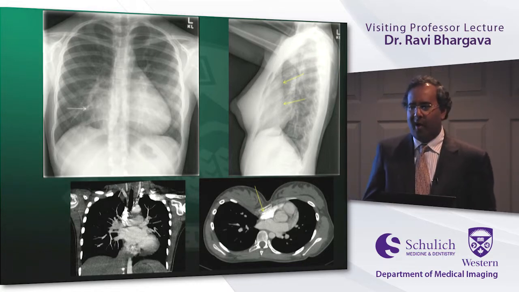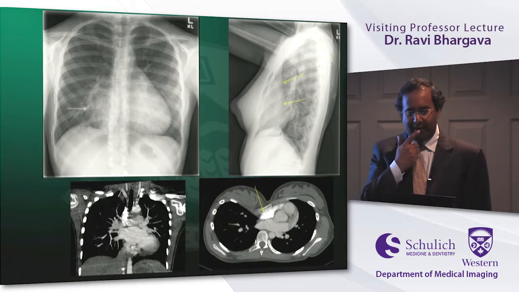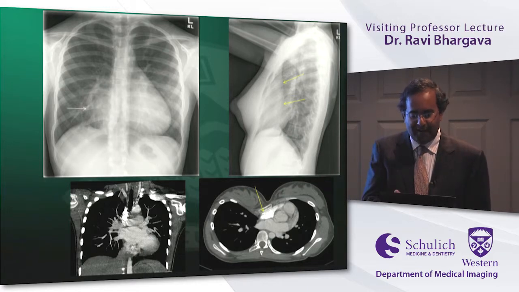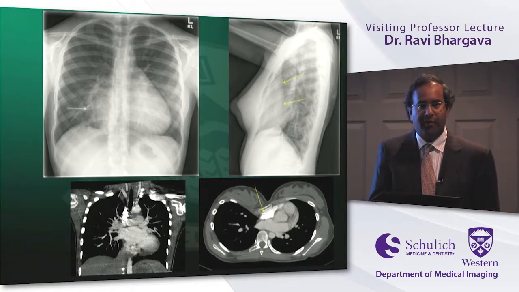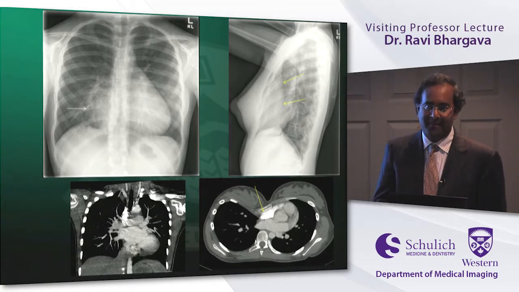You might wonder why we got a CT, and the reason we got a CT was because this patient had actually been seen in the periphery. They thought the right heart border was gone. They thought the child had a mediastinal mass and CT'd them.